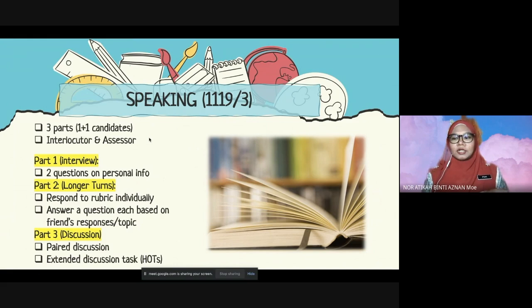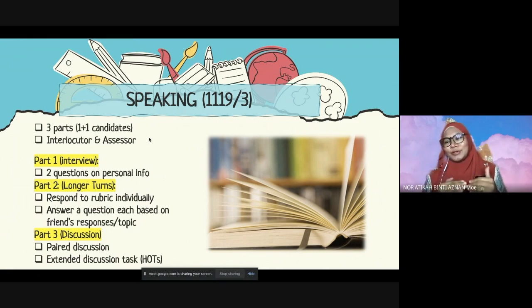And for Part Three, there will be a discussion where you go further into a more specific topic, where it tests you on a lot of HOTS questions. HOTS means higher order thinking. So there will be a lot of analysis, a lot of giving opinions, giving reflection, responses. So it's a paired discussion and extended discussion task on HOTS.